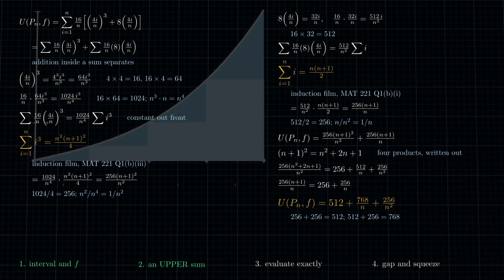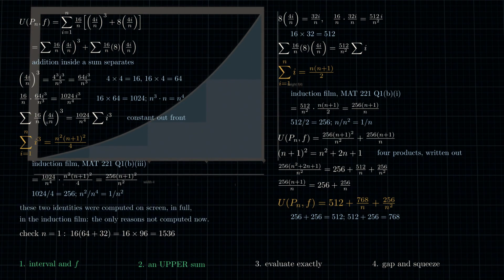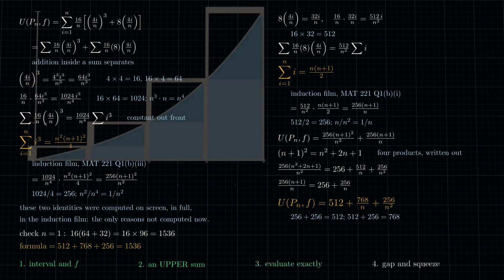Do not trust it. Test at n equal to 1. The printed sum has one term, 16 times (64 plus 32), which is 1,536. Our formula adds 512, 768, and 256. The same. It matches.